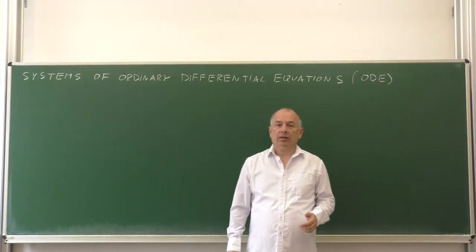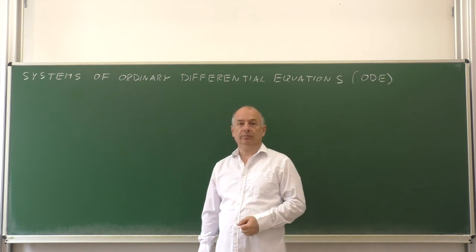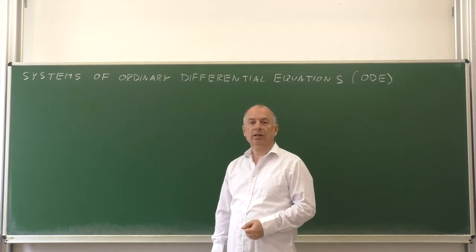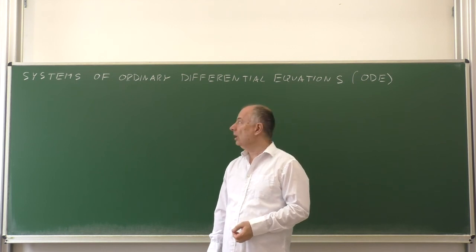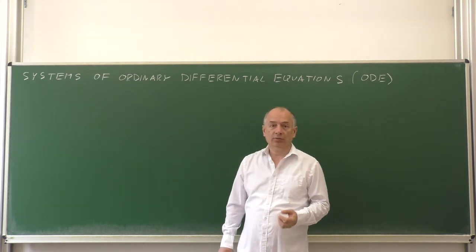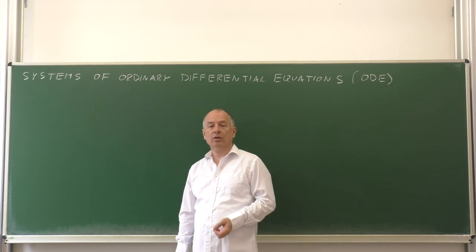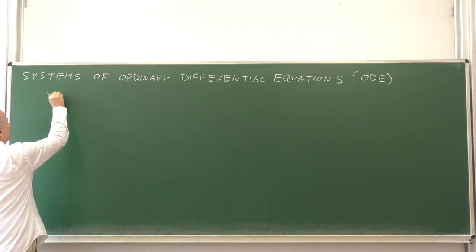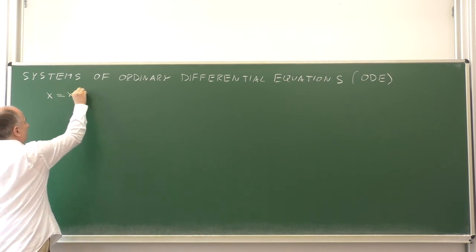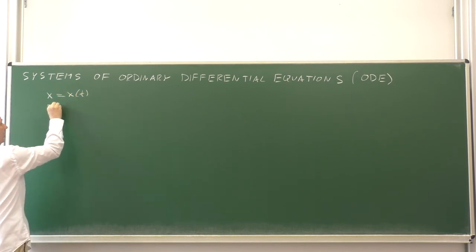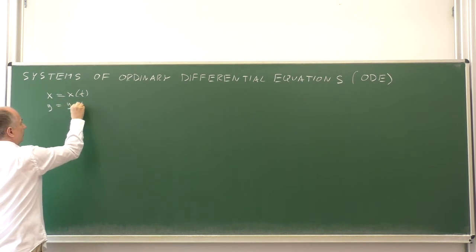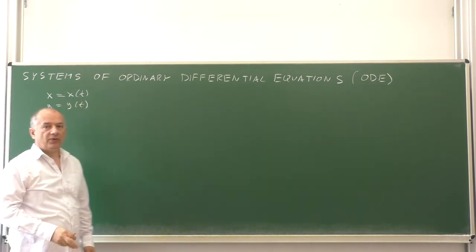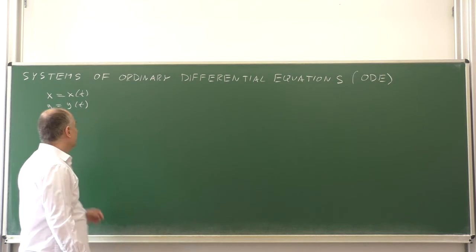We were discussing one differential equation. Now, in this section, let's have a look at a system of two or more differential equations. Let's start with a system of two equations for two unknown functions. So, we want to find two functions, x as a function of t and y as a function of t, that satisfy some differential equations.